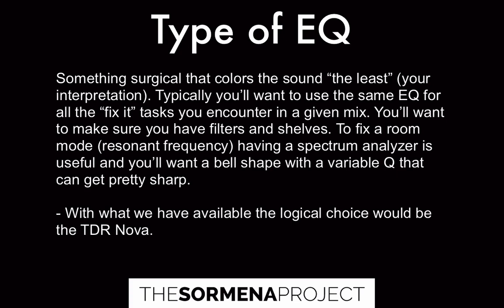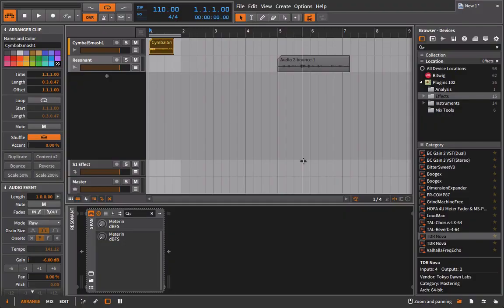So with what we have available to us and what we looked at so far, the logical choice for us is going to be to use the TDR Nova. And so we're just going to look at two examples here. One example where a high-pass filter is going to come in very handy, and another example where we have a resonant frequency that is just peaking out of control that we want to tame a little bit if we're unable to, let's say, re-record the part. Always remember that in many situations, a bad recording is a bad recording no matter what you do to it. But in this first example, we have this cymbal smash sound.